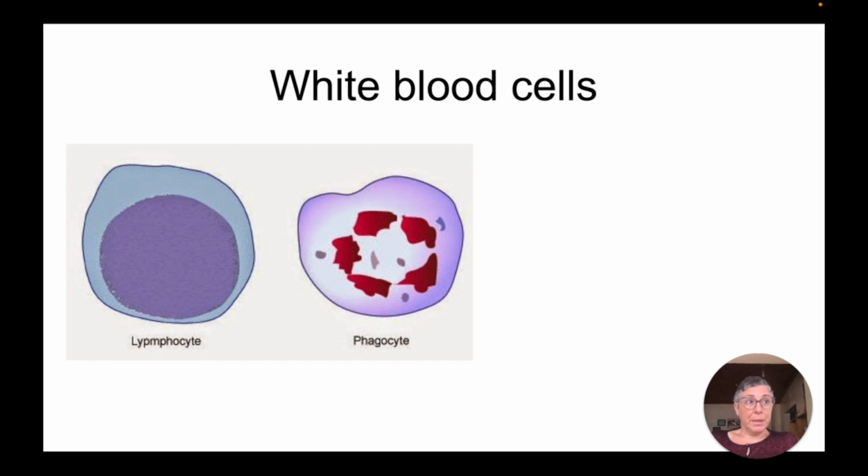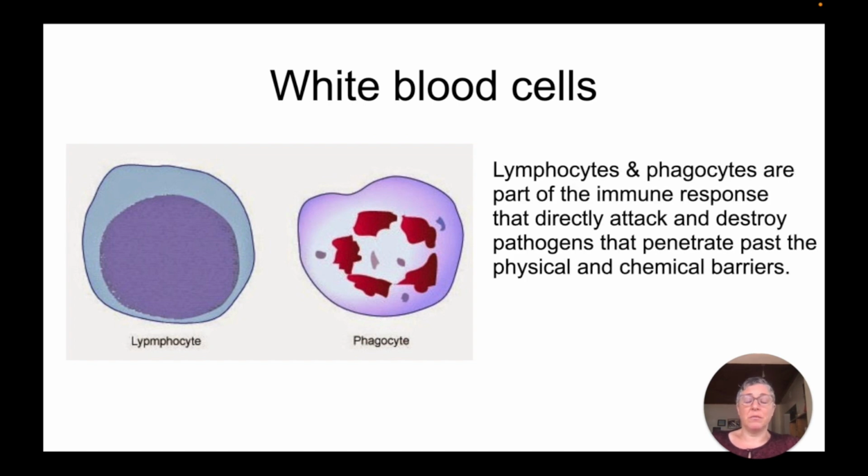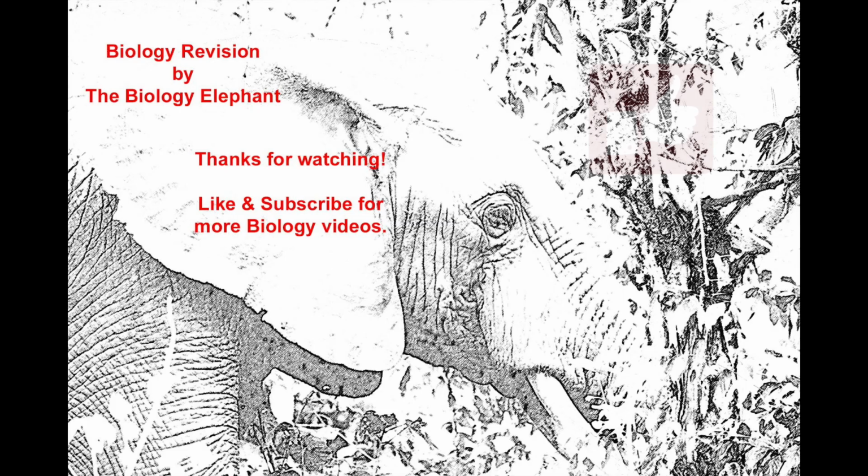And then we have our white blood cells. So there are two types of white blood cells called lymphocytes and phagocytes. They're part of the immune response that directly attack and destroy pathogens that are able to penetrate past the physical and chemical barriers that I've previously mentioned.